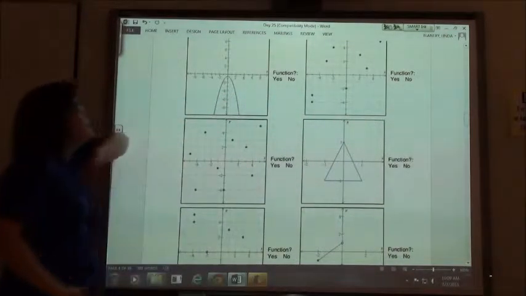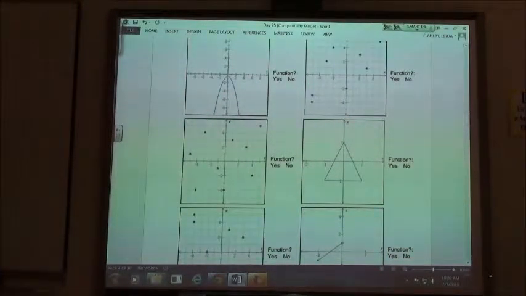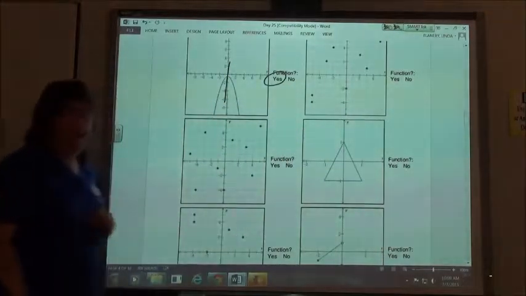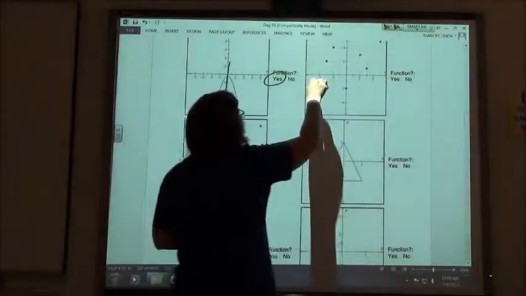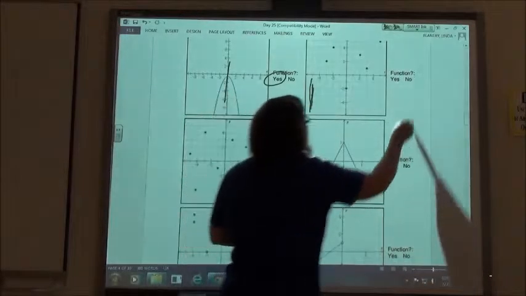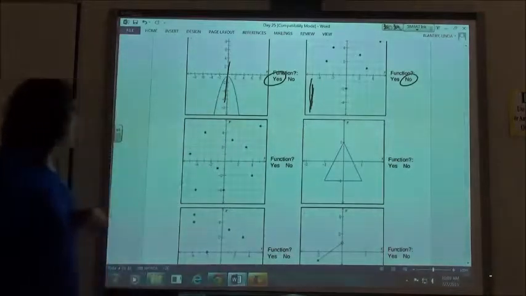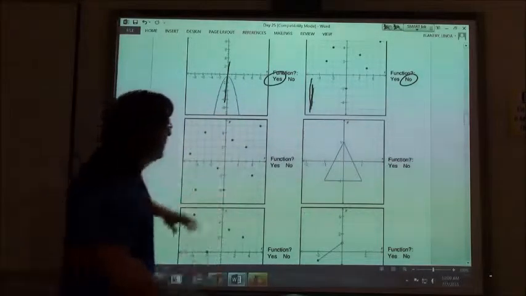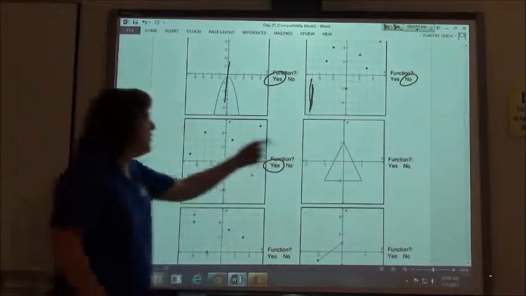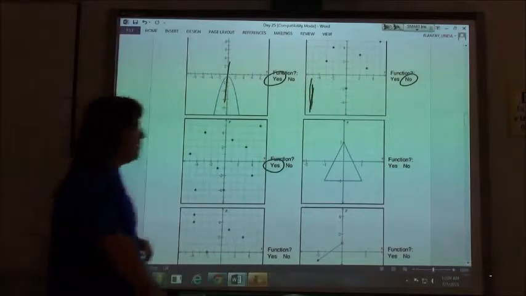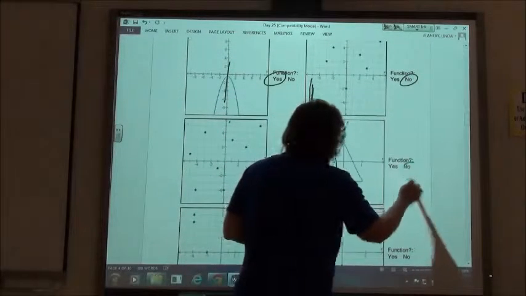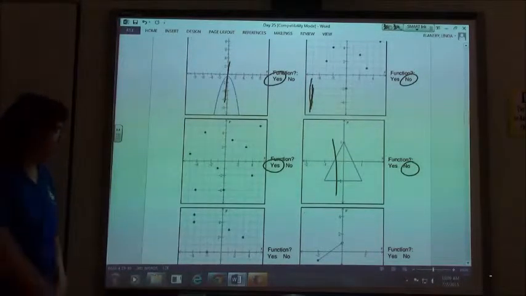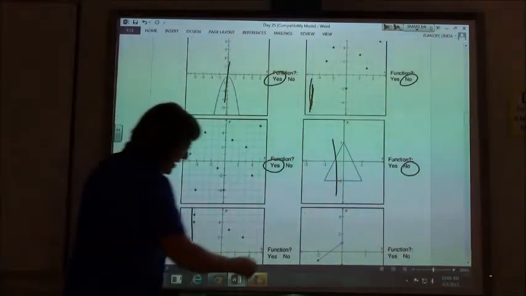So, first one on number 5, is that a function? Yes. If I draw my line, only touches once. The second one. Nope. If I draw my line here, it hits twice. The third one. That one looks okay. Nothing's overlapping if I draw a vertical line. The fourth one. No. If I draw my line, I hit it twice. The next one. No. If I drew my line here, I'd hit that twice.